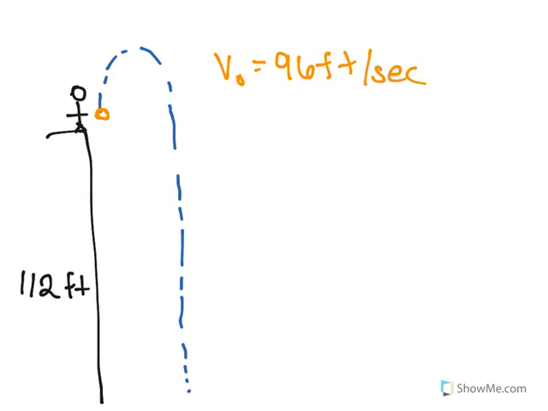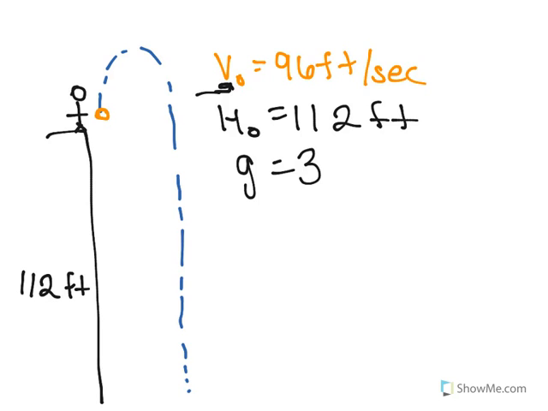And we are asked a couple of questions regarding the position of the ball. So we know that our initial height is 112 feet. We know that our initial velocity, like stated here, is 96 feet per second, and we know that gravity is 32 feet per second squared based on the previous video. That's kind of a given.